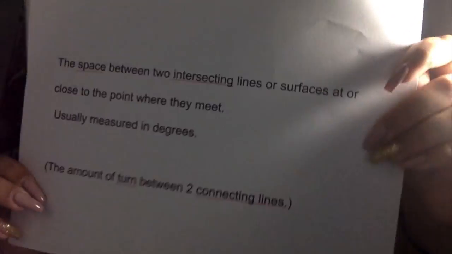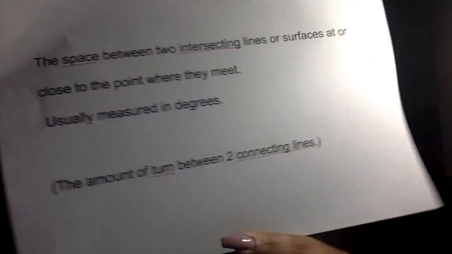Hello everyone, today we're going to be talking about different types of angles. First off, let's start with what an angle even is. The definition of an angle is the space between two intersecting lines or surfaces at or close to the point where they meet, usually measured in degrees. The definition I like to personally use is the amount of turn between two connecting lines.